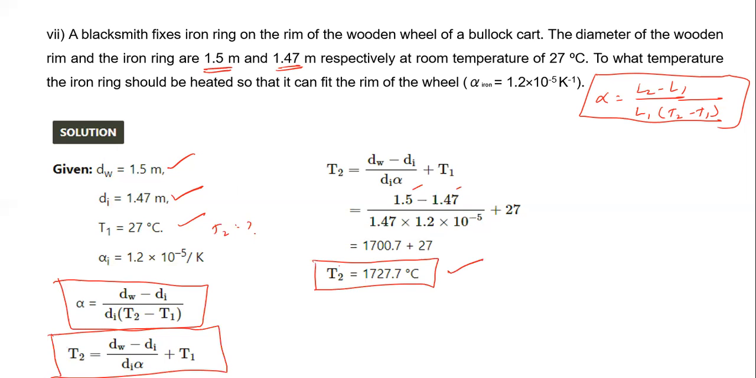Because here you can see the wooden ring has a larger diameter as compared to this iron one, and to get it fitted, we have to heat this iron one. So to get 1.5 or slightly greater than that, the temperature up to which we have to heat it is 1727.7 degrees Celsius.